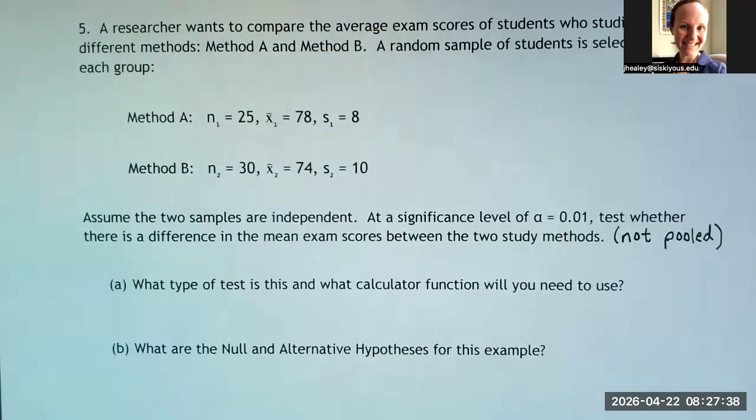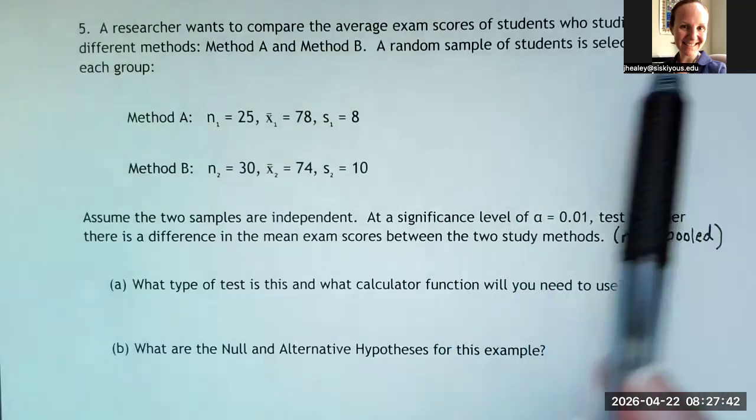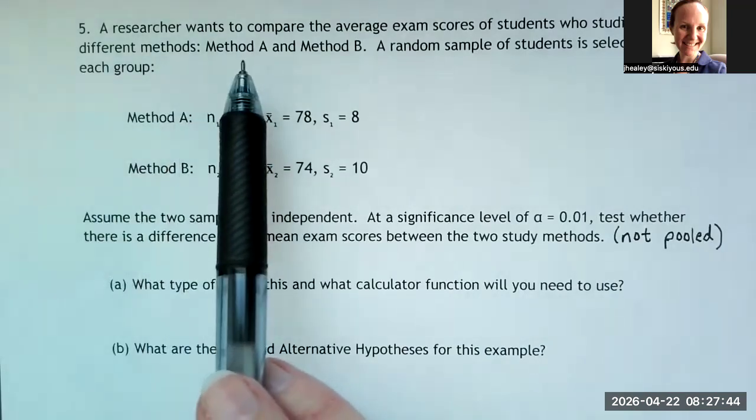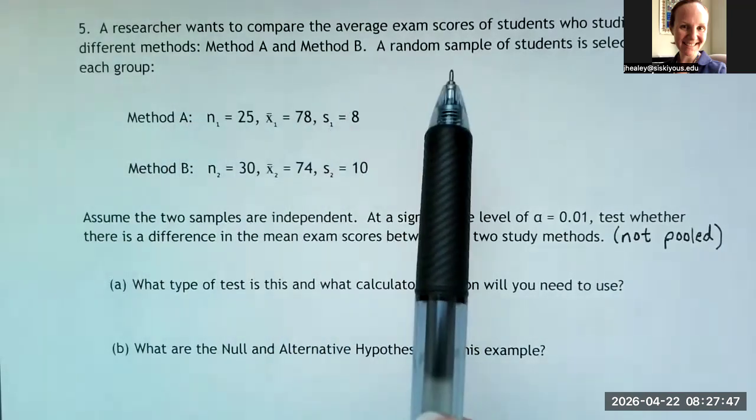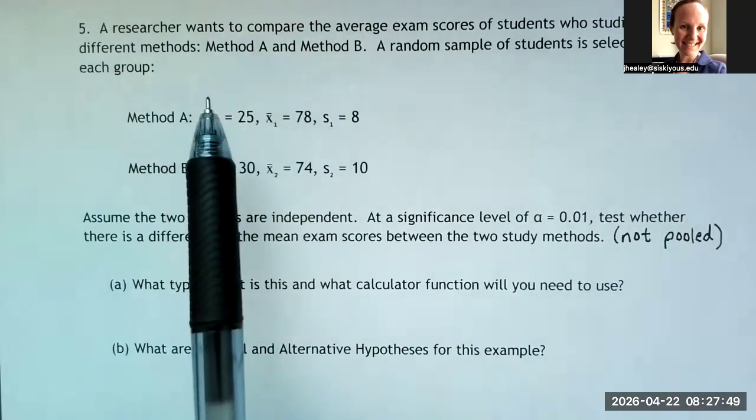Question 5. A researcher wants to compare the average exam scores of students who studied using two different methods, and we're just going to call them Method A and Method B. A random sample of students is selected from each group.